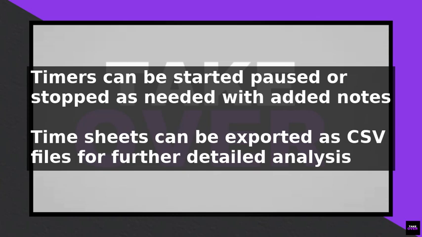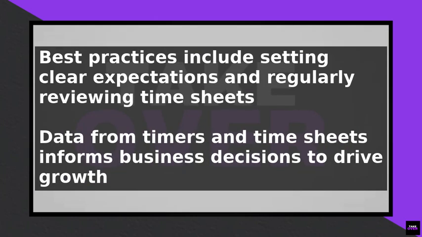Best practices for using timers and timesheets in the Jobber app include setting clear expectations with your team about time tracking, regularly reviewing timesheets to identify trends and areas for improvement, and using the data to inform business decisions. By following these steps and implementing these best practices, you can unlock the full potential of the Jobber app and take your business to the next level.